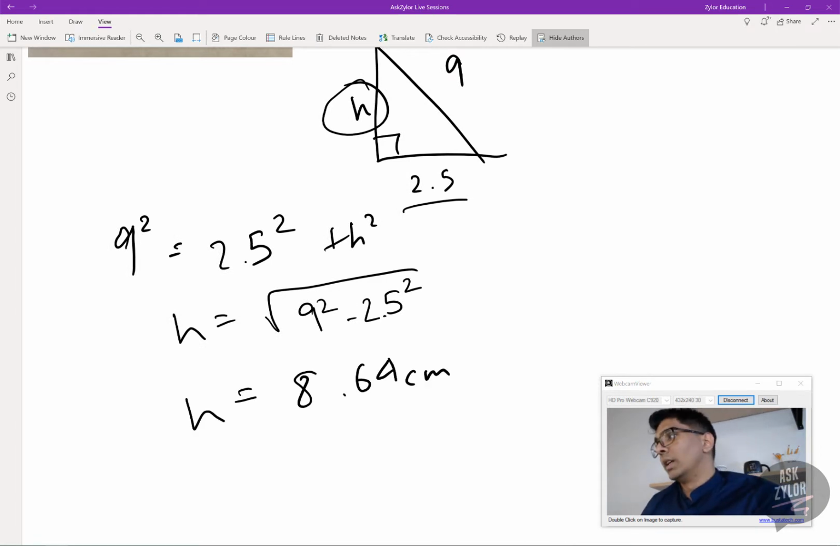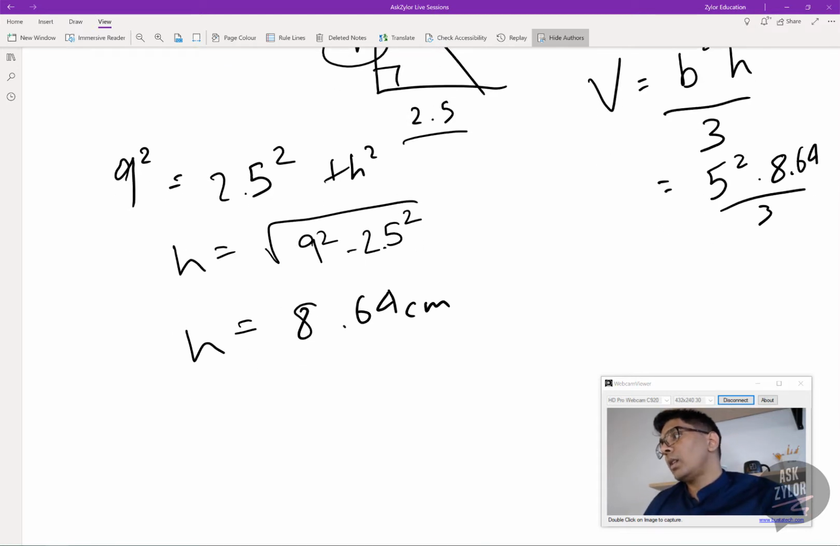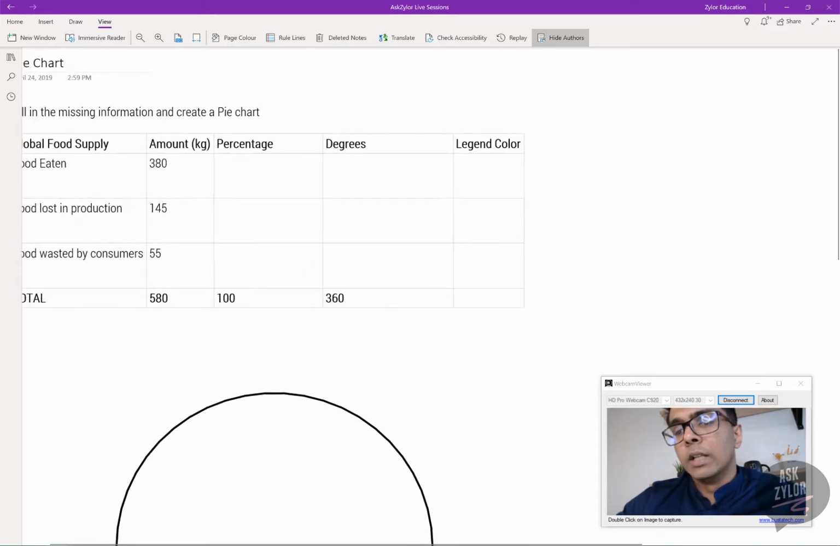So I found out my height. Then I'm just going to plug it into my volume equation. So once again, that's base squared times height over 3. And my base was 5, so 5 squared, times my height 8.64, divided by 3, which is going to give me about 72 centimeters cubed. So that's my volume.